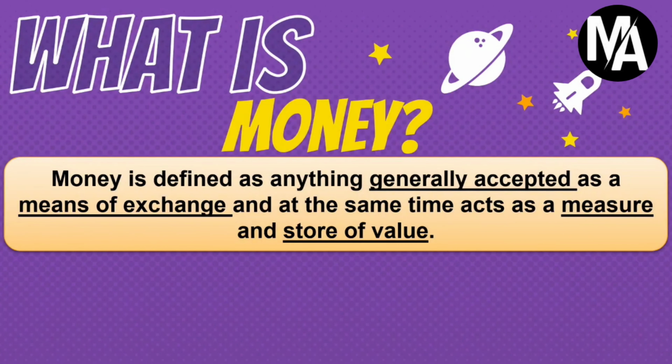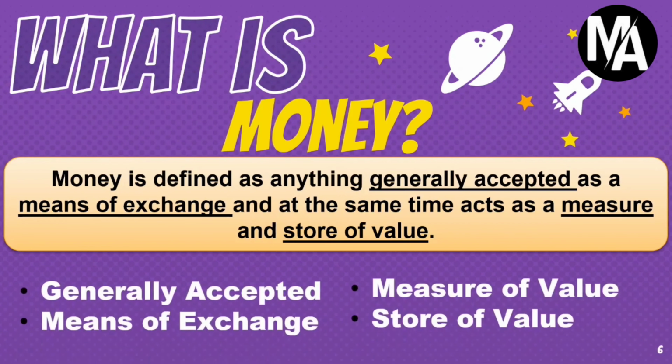So what is money? Money is defined as anything generally accepted as a means of exchange and at the same time acts as a measure and store of value. Now in this definition, it is very, very important to understand so many terms. The first thing is generally accepted. Money is accepted all over the world. Even though we might have different currencies and different denominations of currencies, yet all over the world, whenever you want to buy something or sell something, it is done in exchange for money.